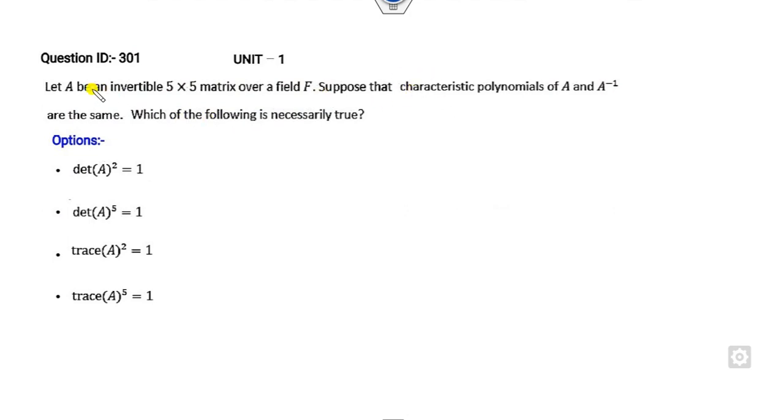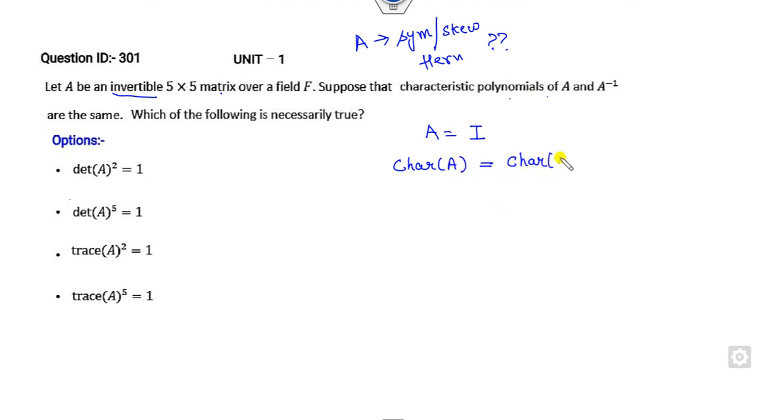Look at another one. A is an invertible 5 by 5 matrix. What is the nature of this A? Is it symmetric? Is it skew-symmetric? Is it Hermitian? Is there anything given in the statement? No. So you can simply consider A as I, such that the characteristic polynomial of A and the characteristic polynomial of A inverse are the same. That is very simple. With A as I, A inverse is I, so this condition is satisfied.